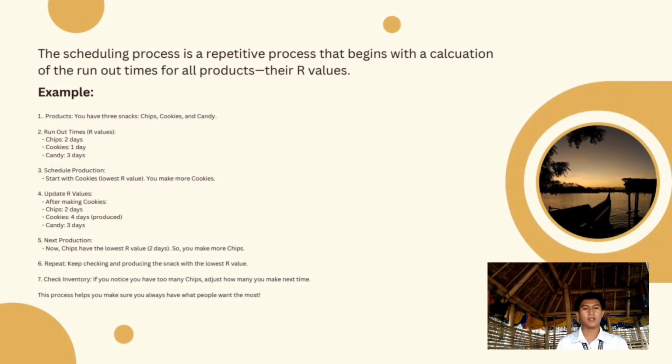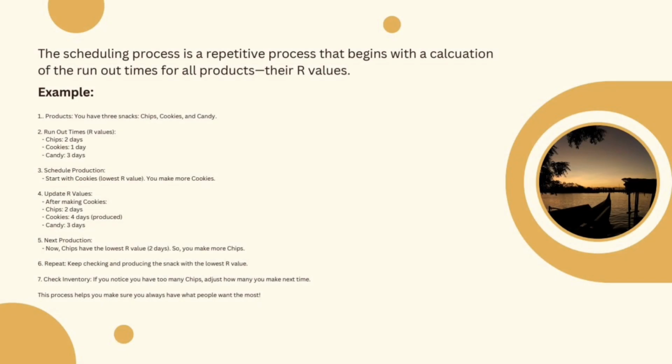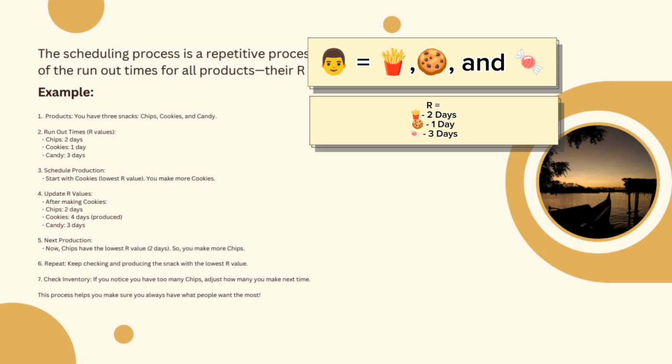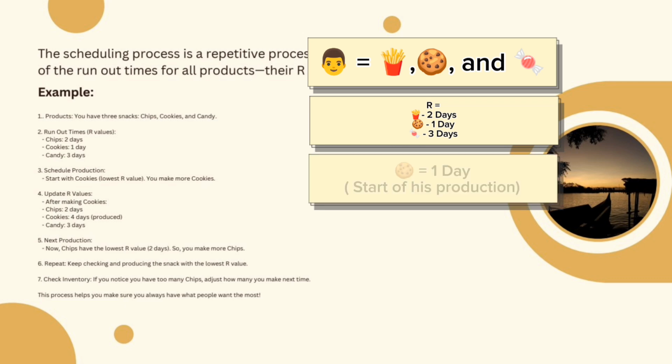The scheduling process is a repetitive process that begins with a calculation of runout times for all products. For example, EJ owns a snack business with chips, cookies, and candies. The runout time, or R value, of each product is 2 days for his chips, 1 day for his cookies, and 3 days for his candies. He will start his production with his cookies because they have the lowest R value.